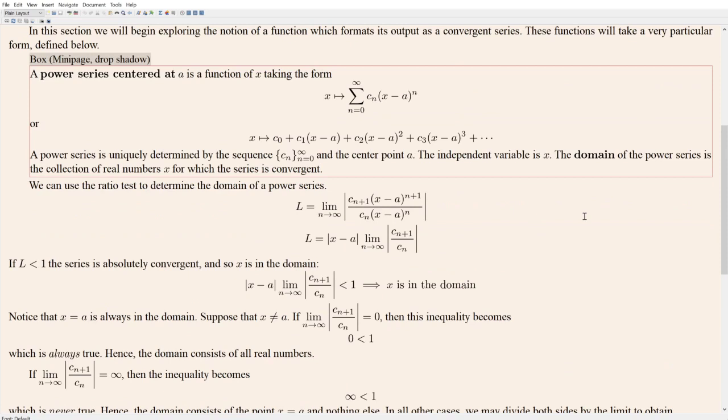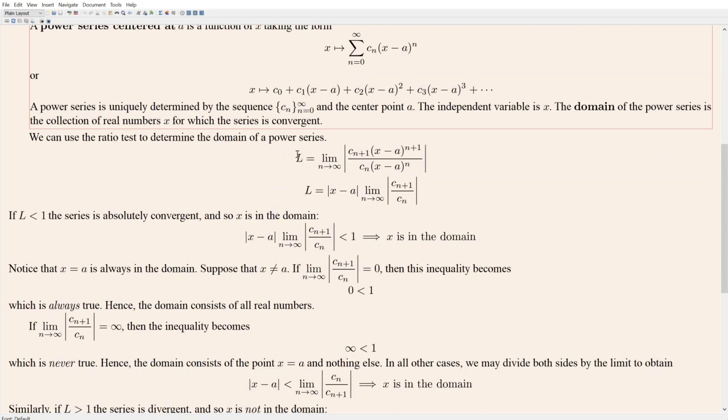Okay, so let's apply the ratio test to this. That's going to give us some insight as to when power series converge. And we're going to get a very nice result out of this. So recall, when we're doing the ratio test, we take the limit of the ratio of subsequent terms. So we take the n plus 1th term divided by the nth term.